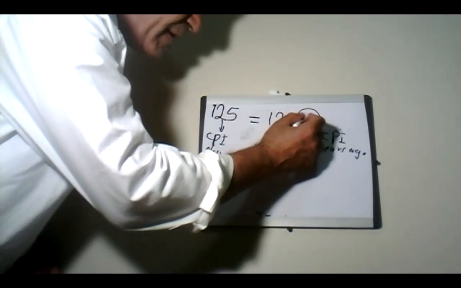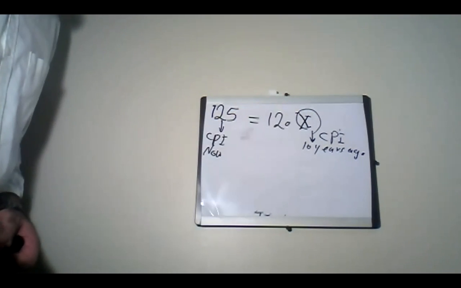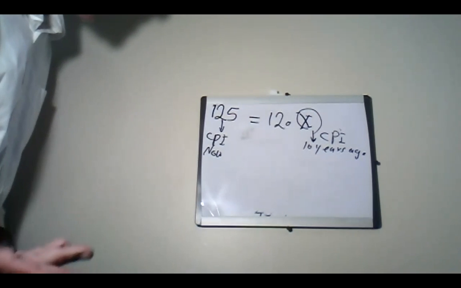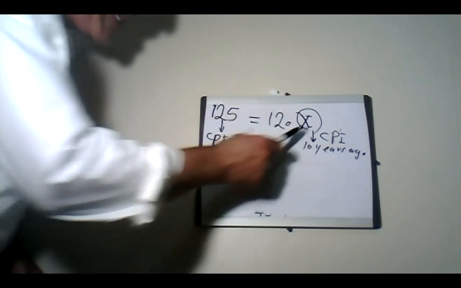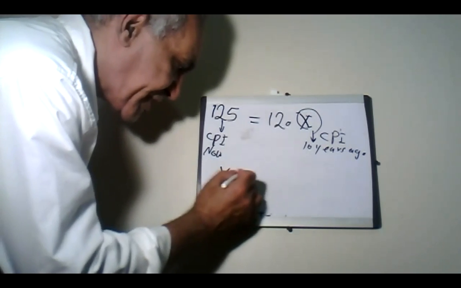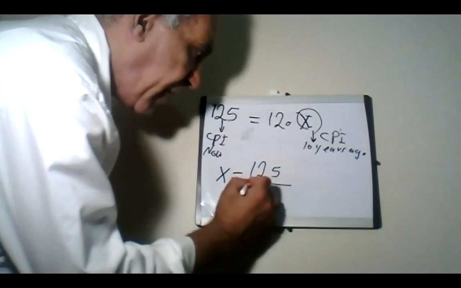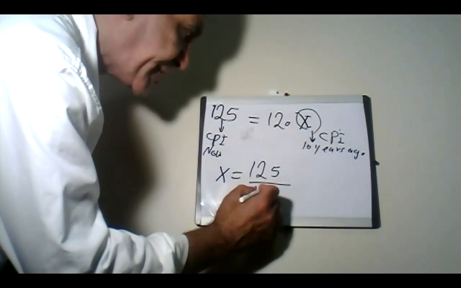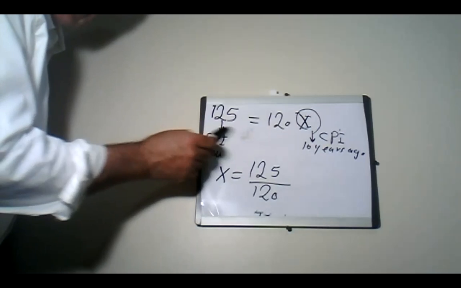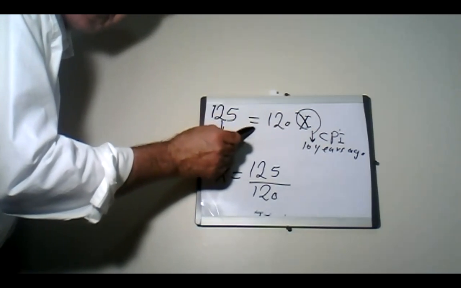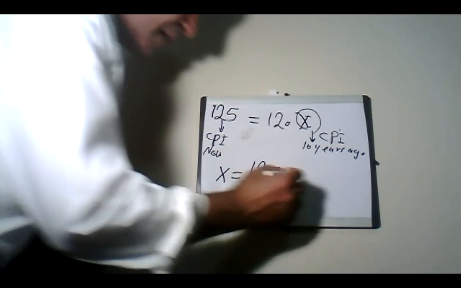We make it X. I want to know the X. How was the CPI 10 years ago? I just need this variable. So X equals the far, which is 125, divided by the near, which is 120. When you pass to the other side of the equation, it is 125 divided by the near, which is 120.